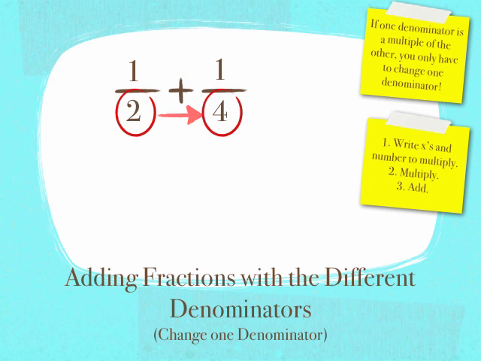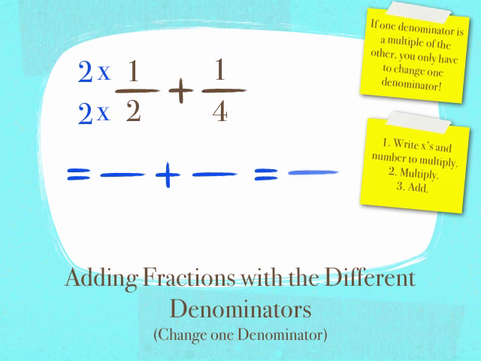We'll write our multiplication signs at the top and at the bottom. We'll multiply by 2, and we multiply by 2 because that's the number we have to multiply the denominator by to make it 4. So multiply 2 at the top, 2 at the bottom. Underneath, we'll write our lines and adding signs so that we have a place to put our fractions. And now we're on step 2, multiplying.